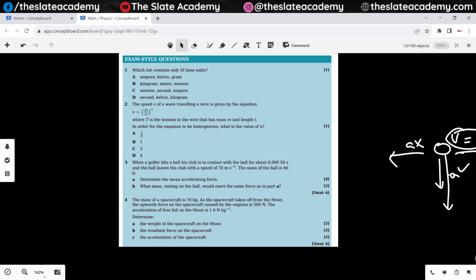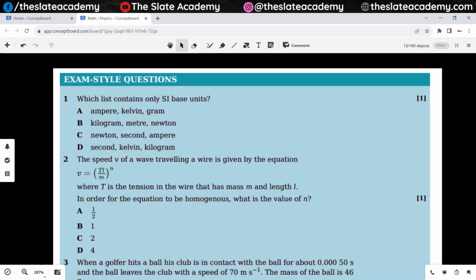अच्छा जी, which list contains only SI base units? You can see my screen. I think I've shared the screen. D. It would be second, Kelvin, kilogram.